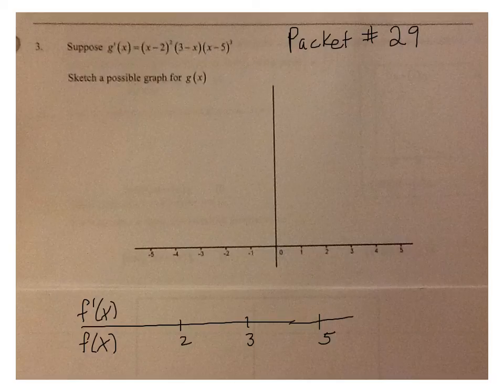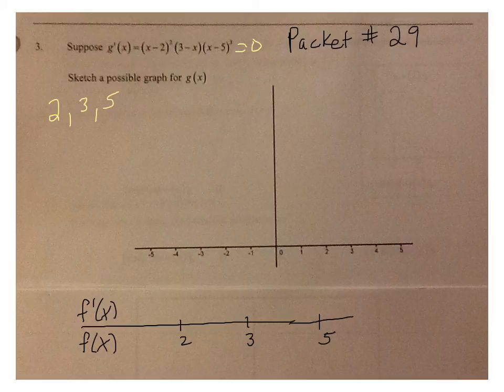This is problem number 3 on packet 29. I am given the derivative of g of x is those three functions multiplied together, so (x minus 2) squared times (3 minus x) times (x minus 5) to the third. So in order to find the roots of where g prime is equal to 0, those roots would be, of course, 2, 3, and 5.